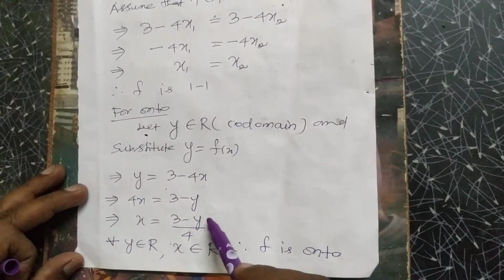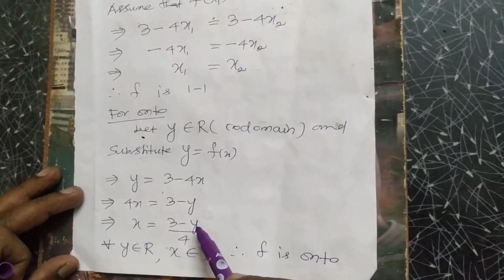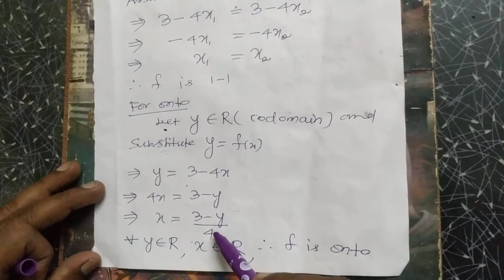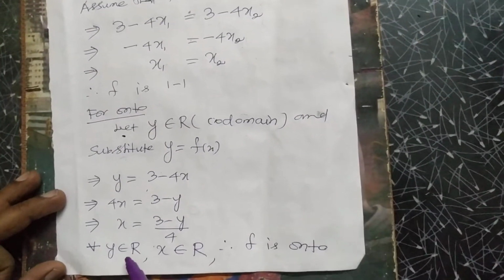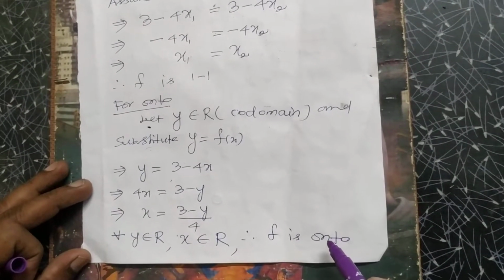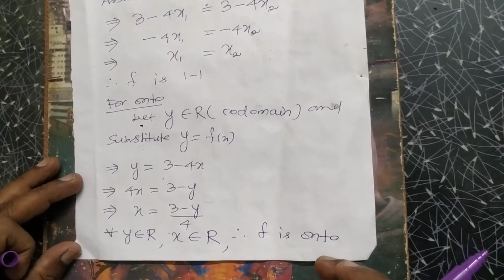When y is a real number and 3 is a real number, the difference of two real numbers is a real number. 4 is a real number, and the quotient of two real numbers with a non-zero divisor is a real number. Therefore, for all y belonging to R, x belongs to R. Therefore, f is onto. In this case, f is 1 to 1 and onto. Therefore, it is a bijective function.